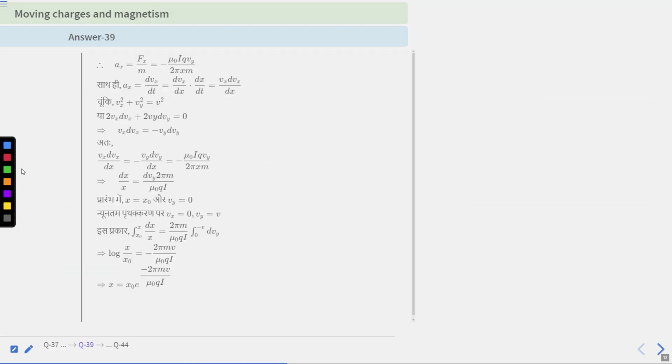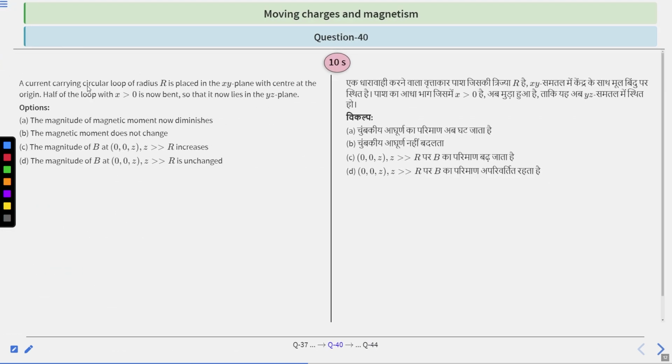Question 40. A current carrying circular loop of radius r is placed in the xy plane with center at the origin. Half of the loop with x greater than 0 is now bent so that it lies in the yz plane. Given options: option A, the magnitude of magnetic moment now diminishes. Option B, the magnitude of magnetic moment does not change. Option C, the magnitude of B at 0 0 z for z greater than r increases. And option D, the magnitude of B at 0 0 z for z greater than r is unchanged.